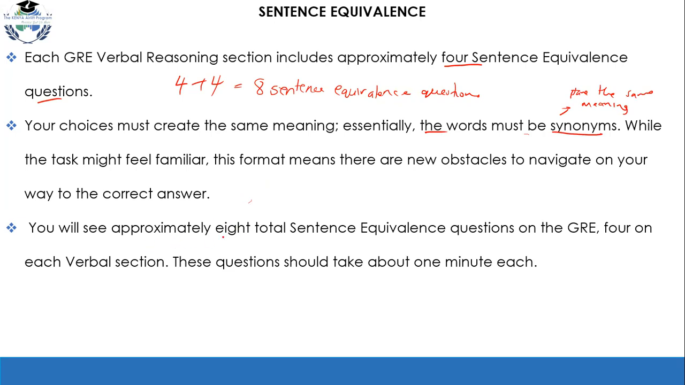As I've mentioned, you will see approximately 8 total sentence equivalence questions, 4 on each verbal section. This is what you're preparing for. These questions will take you about 1 minute each. They're not very complex and not too hard to do. About a minute per question should be enough for you to cover each one.